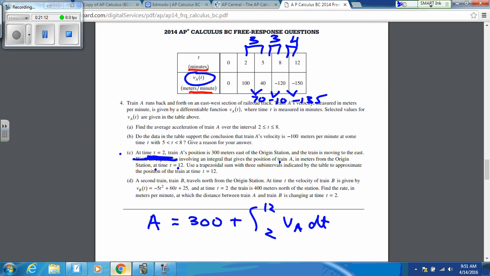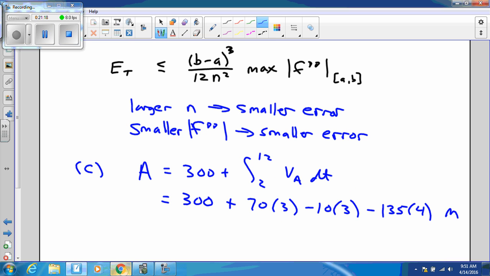Let's see here. So the units are meters per minute times minutes. So meters. Oh, the label for your position. They didn't give us a label. Yeah, not the units, the label.